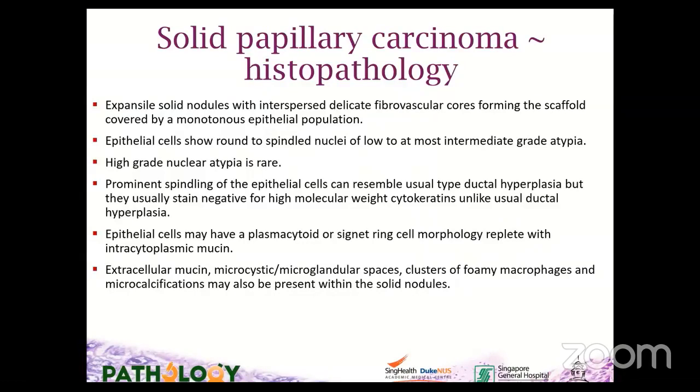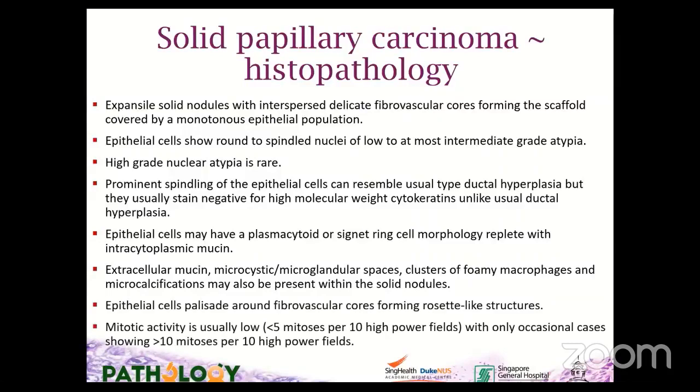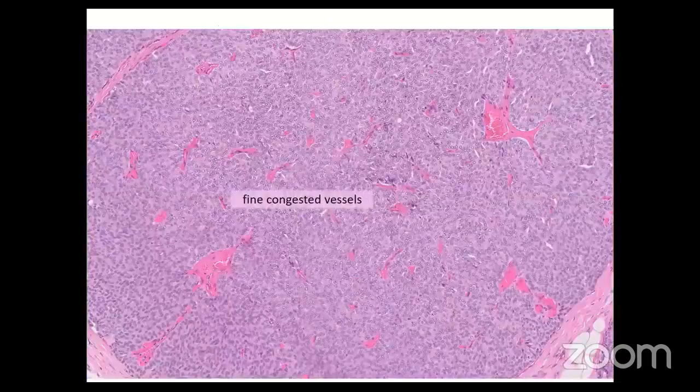Some cells may have a plasmacytoid or signet ring cell morphology and be accompanied by intracytoplasmic mucin, extracellular mucin, microcystic or microglandular areas. Clusters of foamy histiocytes and microcalcifications may also be observed. There can be epithelial cell palisading around the fibrovascular cores, forming rosette-like structures. Mitotic activity is usually low. So let's look at some illustrations.